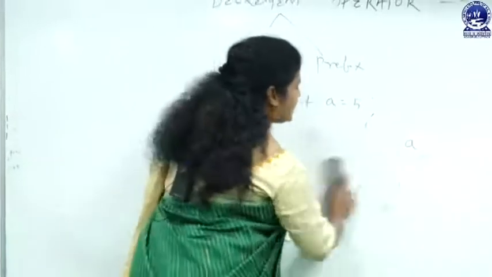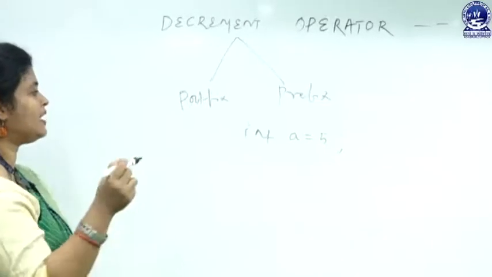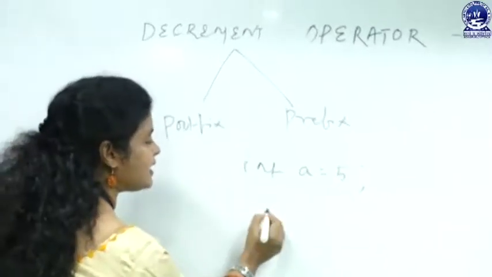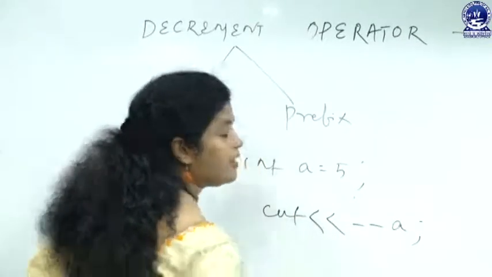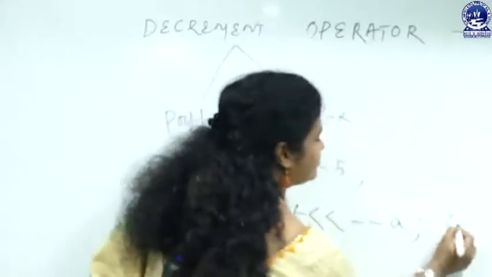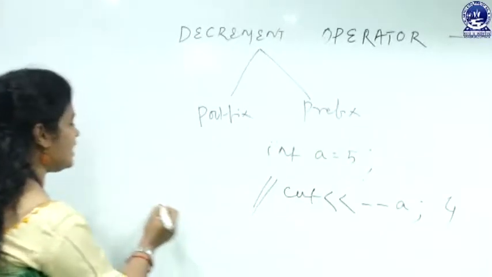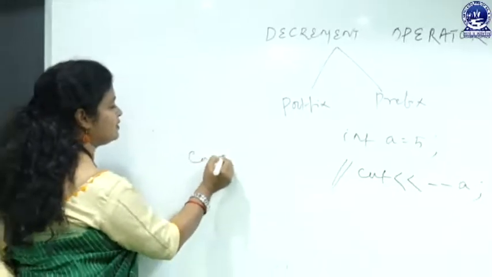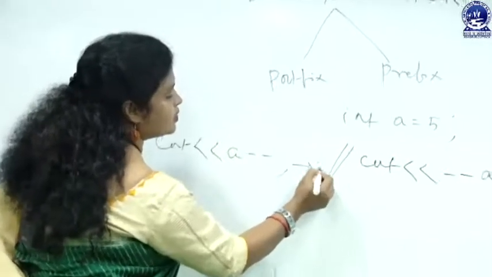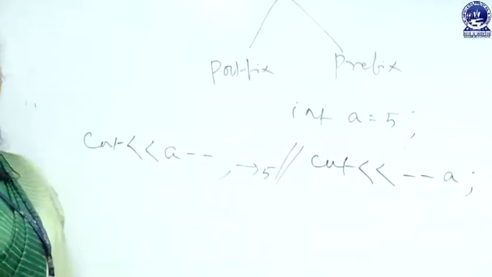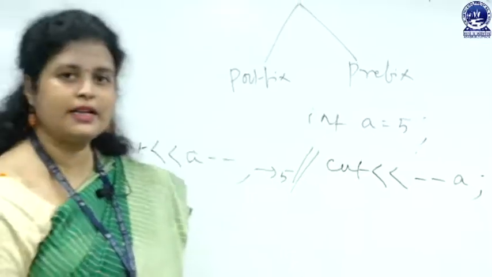Now we will discuss the decrement operator. Initially let the value of a be 5. If I write cout of minus minus a, I will get 4. But instead, if I write cout of a minus minus, then the output will be 5.